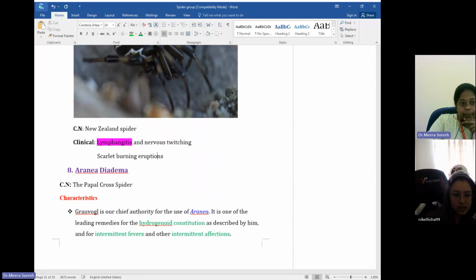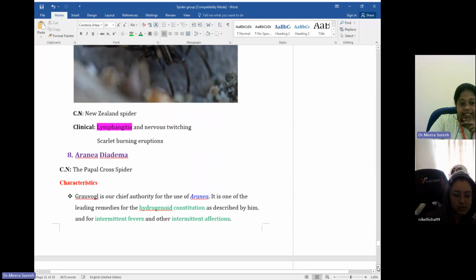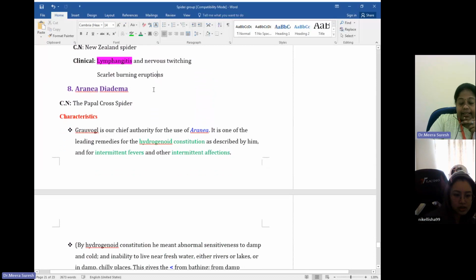And this is a very good remedy, especially when there is heavy rain. And related to the heavy rain, if the patient is having cold and related symptoms, Arrhenia diadema is a very good remedy. So it is one of the hydrogenoid constitution remedies. We have seen this in case of Calcarea carb, then Talcamera, Thuja, Natrum sulph. Like that, another important remedy is Arrhenia diadema. The hydrogenoid constitution is more indicated in intermittent fever or intermittent affections.